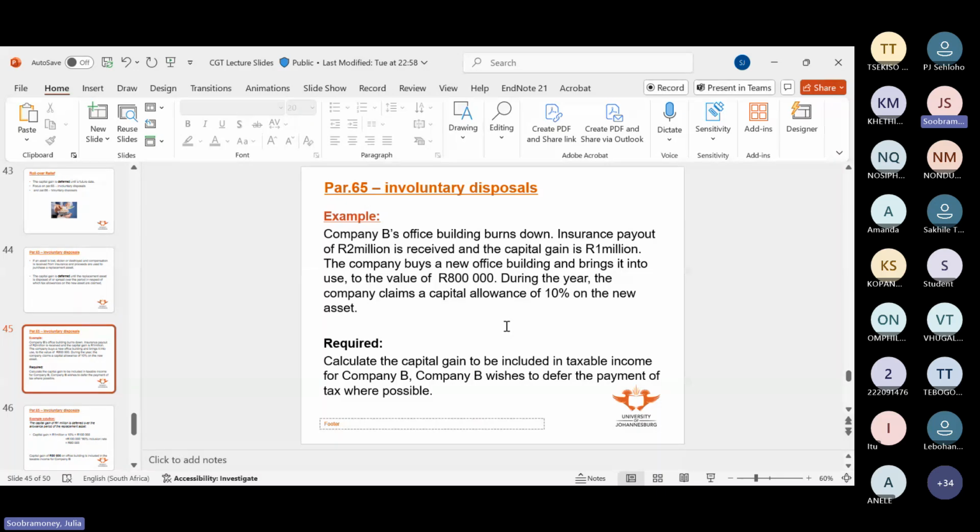So let's have a look at this example. It says calculate the capital gain to be included in taxable income for Company B. Company B wishes to defer the payment of tax where possible. Company B's office building burns down. The insurance payout of 2 million is received and the capital gain is 1 million. The company buys a new office building and brings it into use to the value of 800,000. During the year, the company claims a capital allowance of 10% on the new asset.